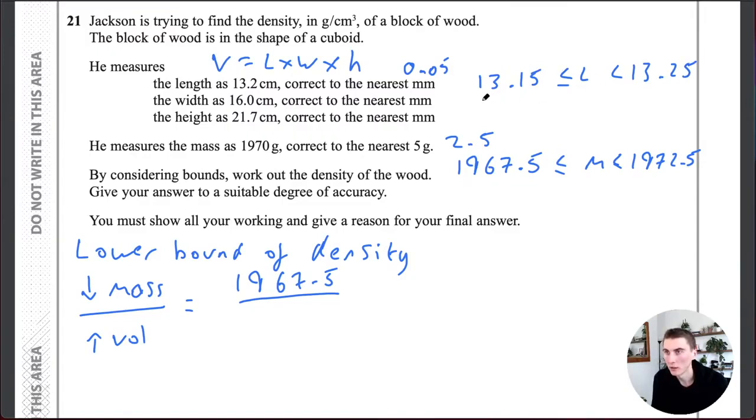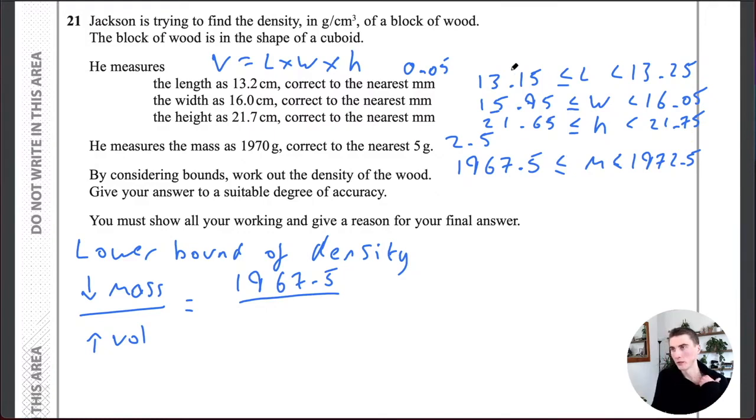Then for the width, we have 15.95 is less than or equal to the width, which is less than 16.05. And then for the height, we have 21.7 take away the 0.05, which is 21.65, is less than or equal to the height, which is less than 21.75. So these are my lower bounds and these are my upper bounds.